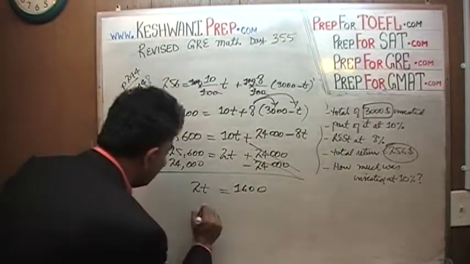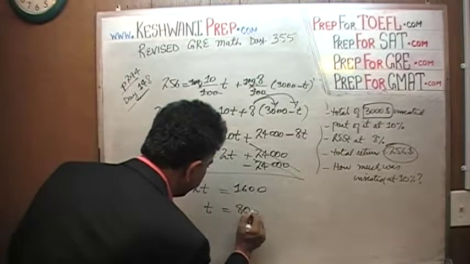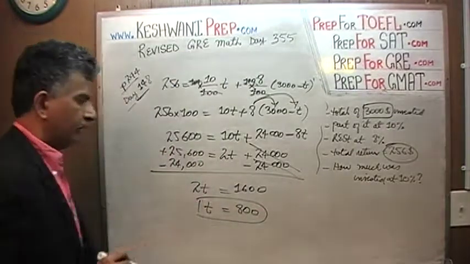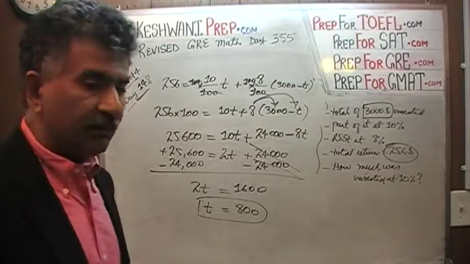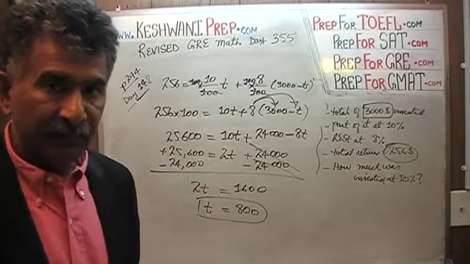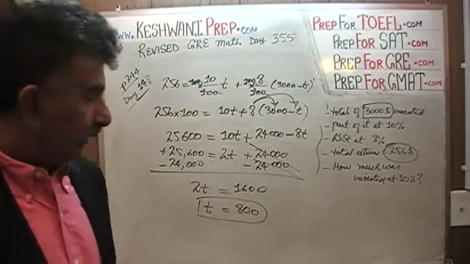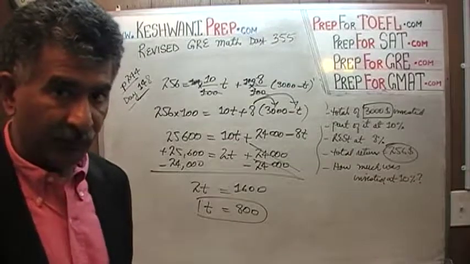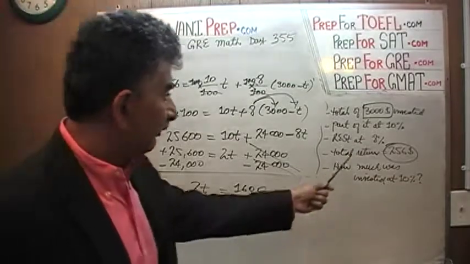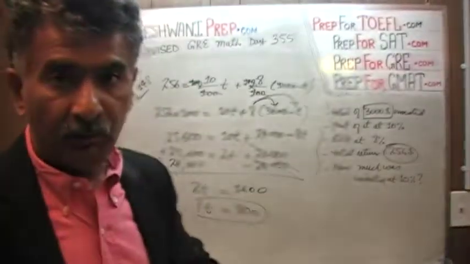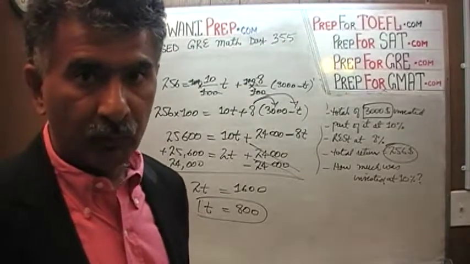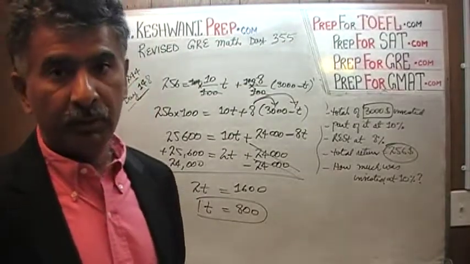Divide both sides by 2, and we find that t equals 800. What we're claiming is that the amount of money that was invested at 10% is 800. Well, if the money that was invested at 10% was 800, then the amount invested at 8% must have been whatever was left over from 3,000, which is 2,200.